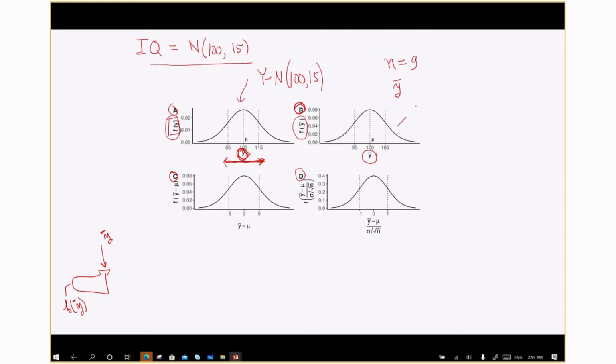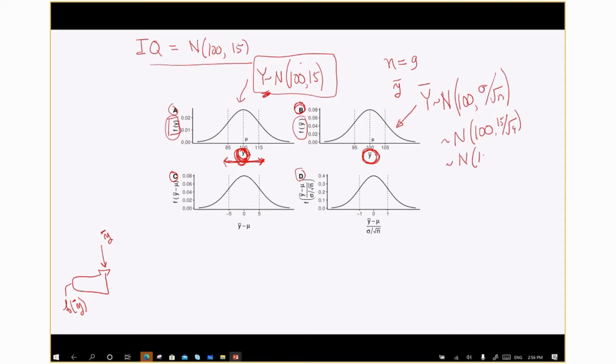So what can we say about this curve? If the random variable capital Y has this distribution, then the set of all possible values of lowercase y bar, the random variable capital Y bar, is going to be normally distributed. It's going to have the same mean as the underlying population, 100, but its standard deviation is going to be reduced. Standard deviation is going to be sigma divided by the square root of n, and in this case that means 15 divided by the square root of 9. In other words, normally distributed with mean of 100 and standard deviation equal to 5.